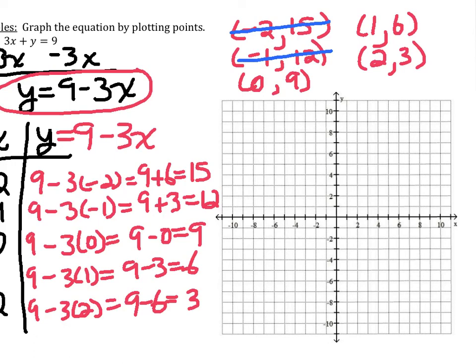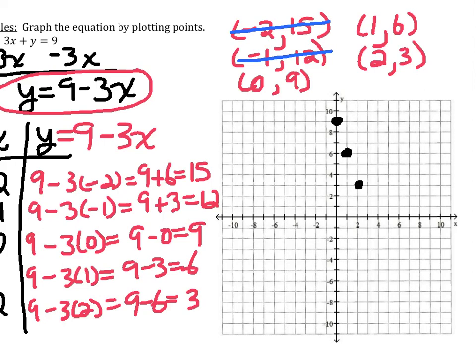All right, so I'm going to start with the point 0, 9, right? 0 as your first component tells you do not go right or left, but go up 9 units, and I get this first point, so I get the point 0, 9 here. The point 1, 6, I go to the right 1 and up 6, and I get this point here. And the point 2, 3, I go to the right 2 and up 3, and I get this point here.